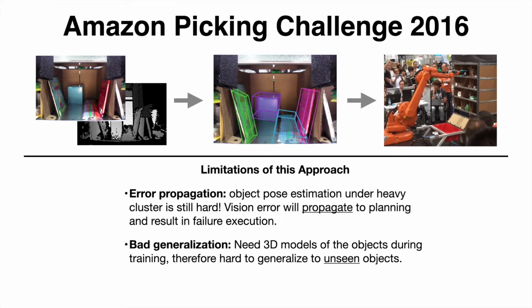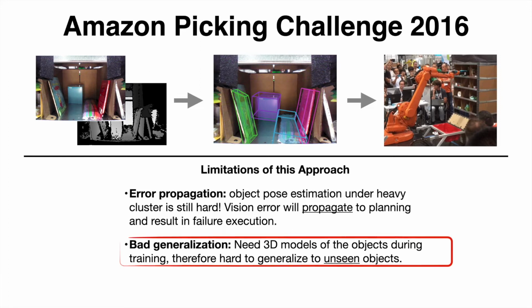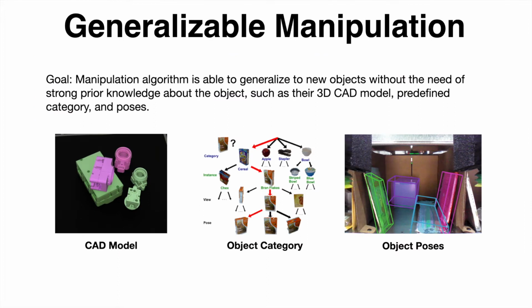So this approach reflects the limitations of a group of traditional methods that separately consider the perception and motion planning tasks. In this talk, we will mostly focus on addressing the second issue, where the goal is to design a generalizable manipulation algorithm where the system is able to directly generalize to unseen objects without the need of strong prior knowledge about objects, such as their 3D CAD model, predefined categories, and object poses.